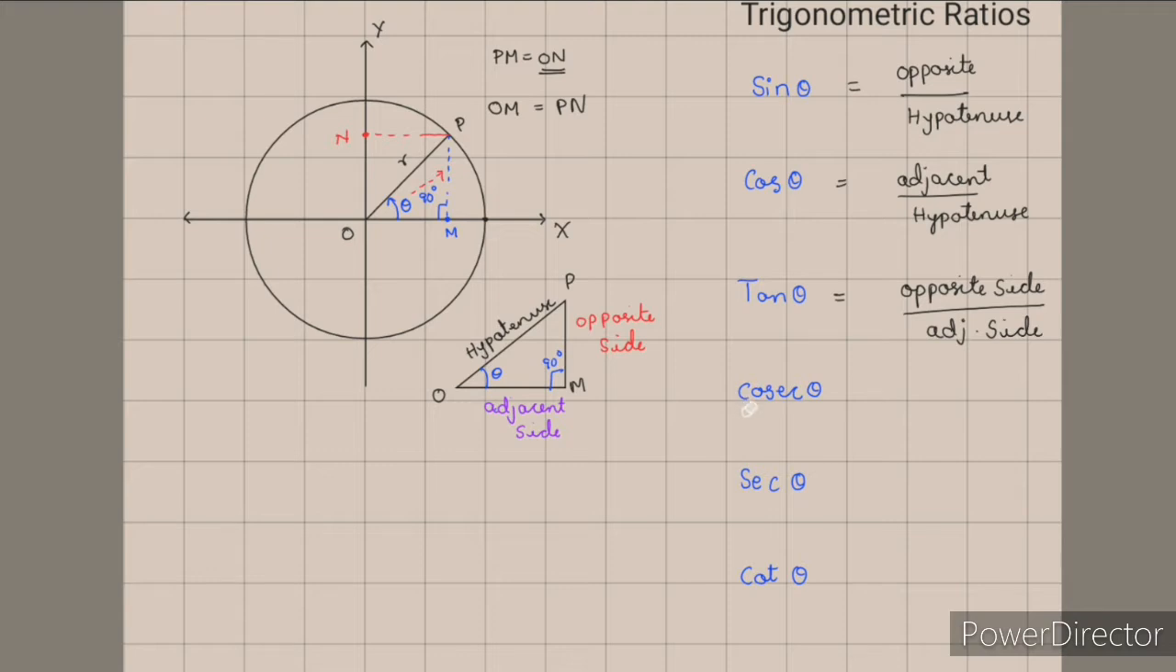So now what is cosec? Cosec is nothing but the inverse of sine, which is hypotenuse by opposite side. Similarly, secant is nothing but the inverse of cos, which is hypotenuse by adjacent. Similarly, cot theta is nothing but the inverse of tan theta, which is adjacent side by opposite side. Now we have seen how sin theta, cos theta, tan theta are defined.